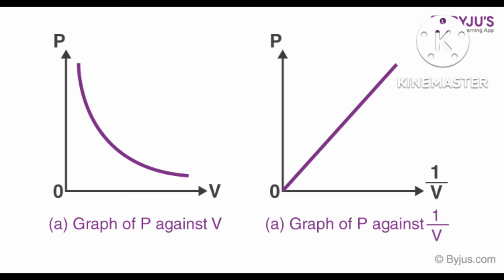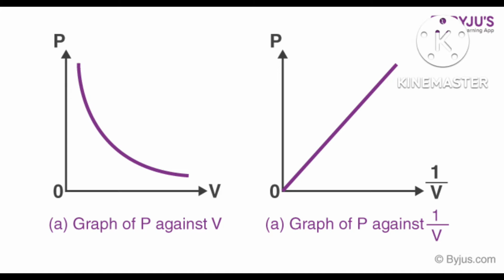This is known as Boyle's law. It means that at constant temperature, the pressure of a fixed amount of a gas varies inversely with its volume. This is known as Boyle's law. Two things are constant here. First, temperature is constant, and the number of moles is constant, meaning a fixed amount. Then in that situation, pressure is inversely proportional to volume. This is called Boyle's law.